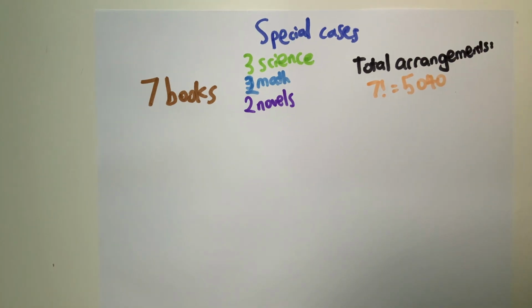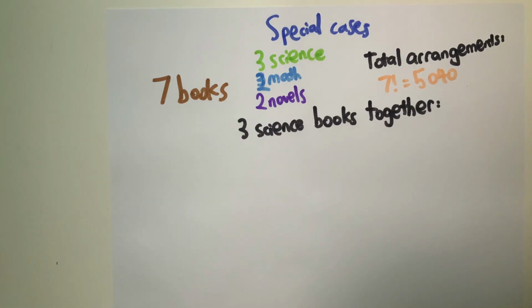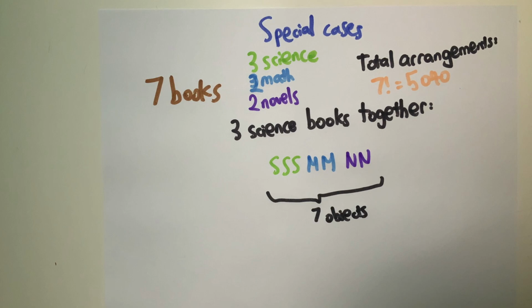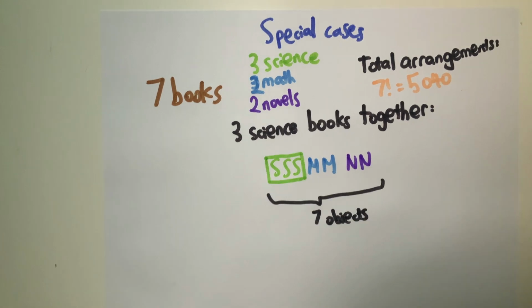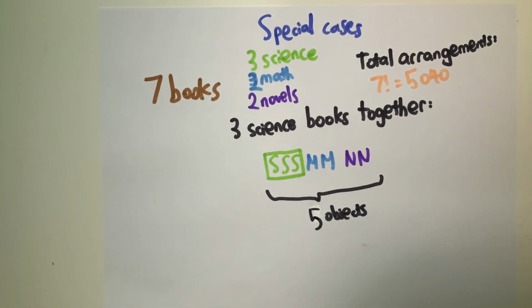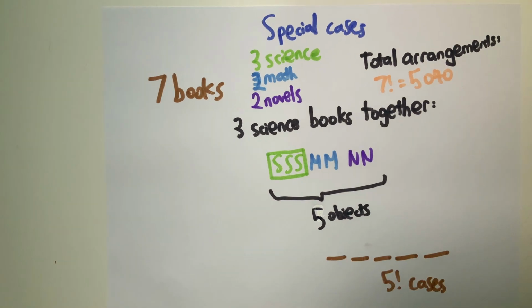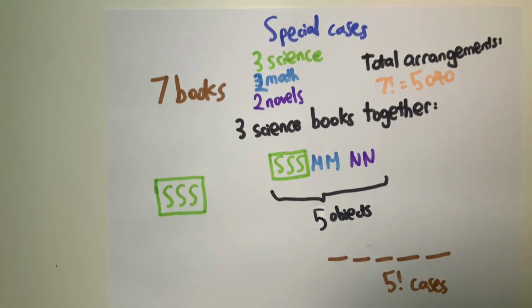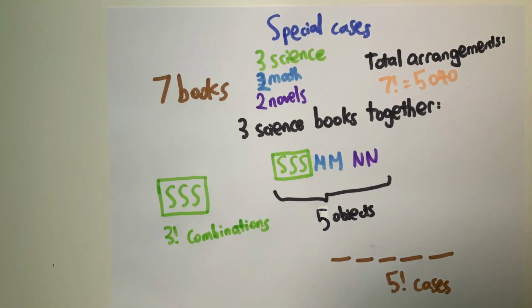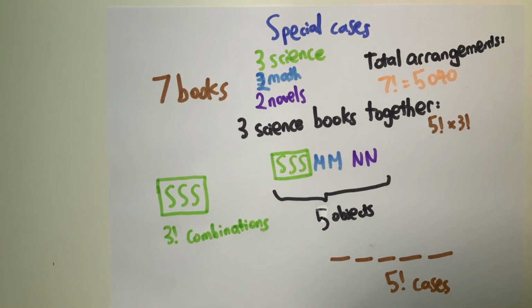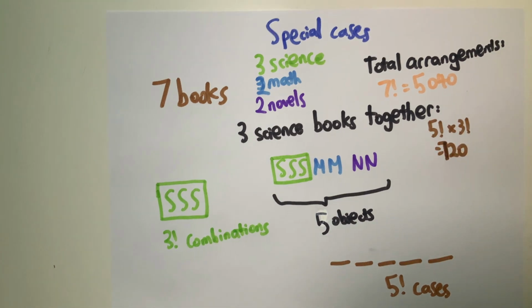But now suppose that the person wishes to keep the 3 science books together. How many possible arrangements are there now? To solve this case, suppose that the 3 science books are 1 object, so we only have to arrange 5 objects for a total of 5 factorial, or 120 cases. However, there are 3 factorial, or 6 different arrangements of the 3 science books possible, giving rise to a total of 5 factorial times 3 factorial, or 720 cases.